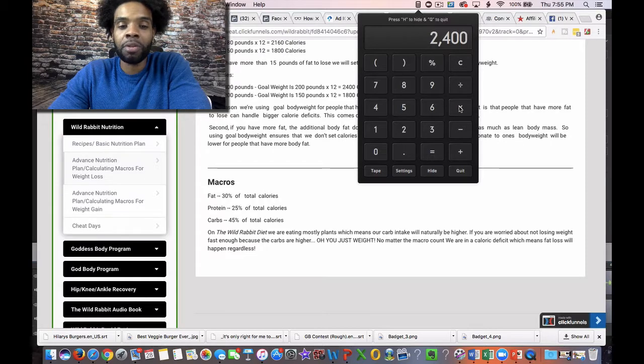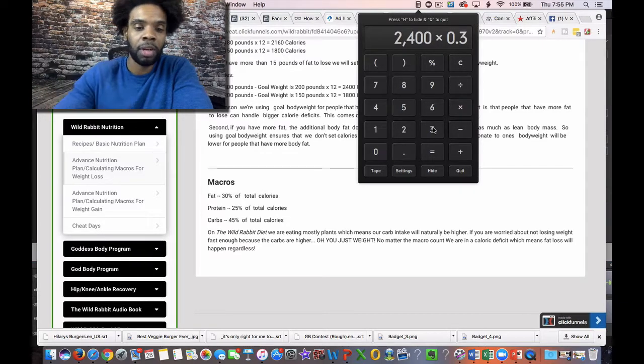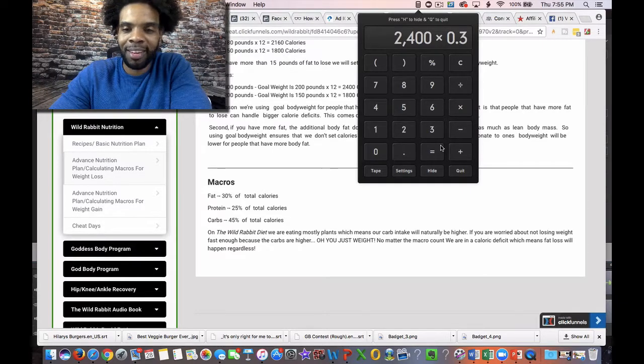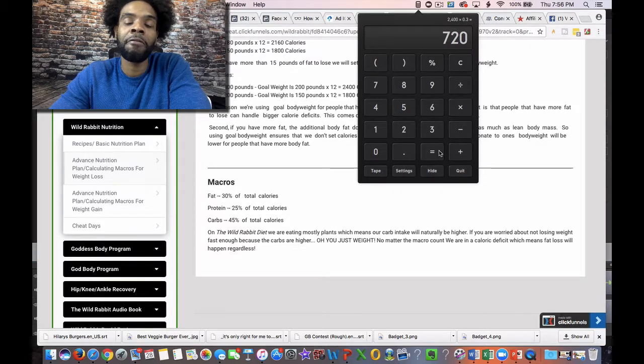30% of your total calories. So I'm going to multiply that by 30%. Okay, remove the decimal. For those of you who are my math geeks, I'm a math geek, by the way. So 2,400 calories times 30% means we're going to get about 700 calories from our fat.